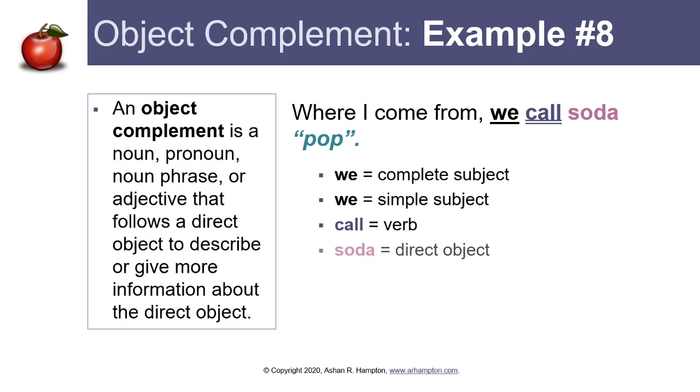Example number 8. Where I come from, we call soda pop. Where I come from is an introductory clause, so you will not find the subject there. The main or independent clause starts with we call soda pop.